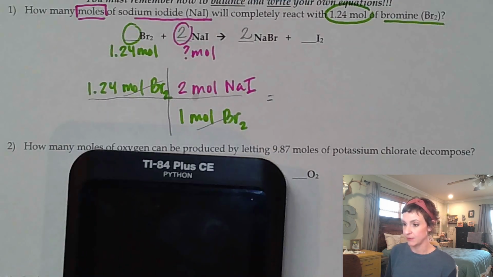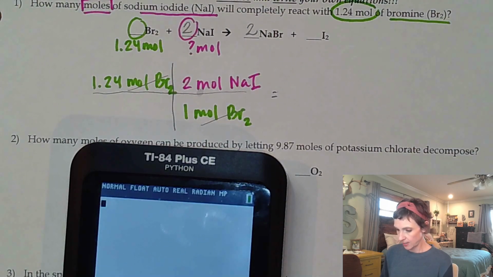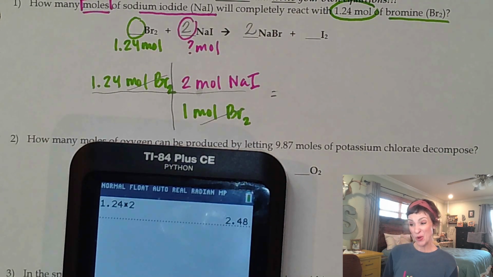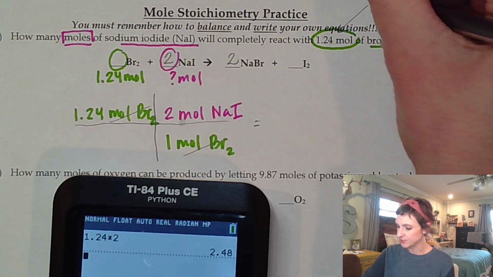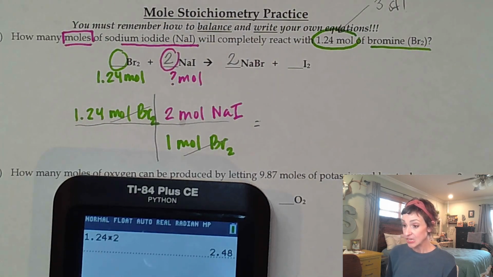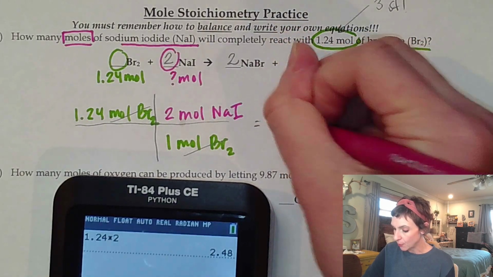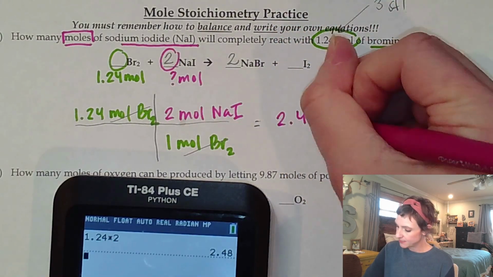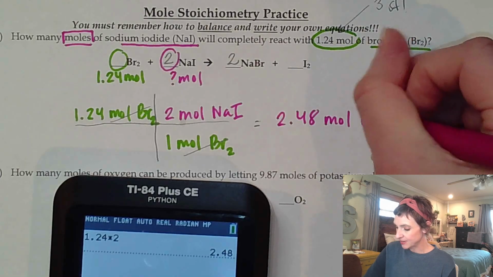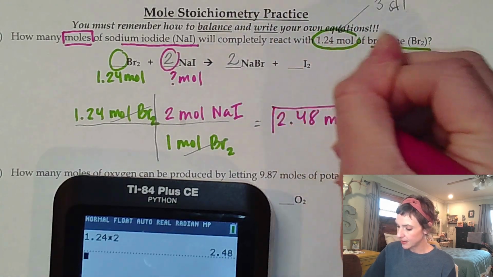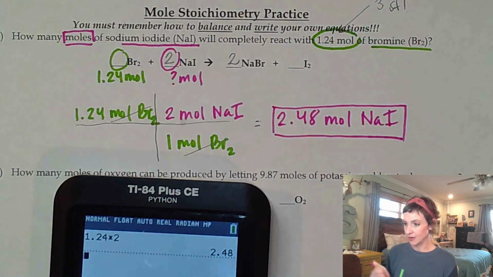So we get my calculator out. We are ready to go. Here we go. I've got 1.24 times 2. I got 2.48. Check the sig figs. How many sig figs are in your starting number? That is 3 sig figs, right? So that means my answer needs to be in 3 sig figs. So we feel good about that. 2.48 moles of who? It's the only thing I did not cancel off. Sodium iodide. Amazing.